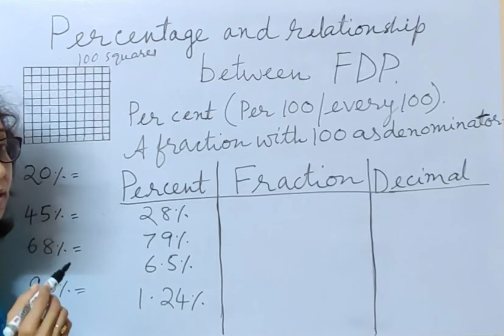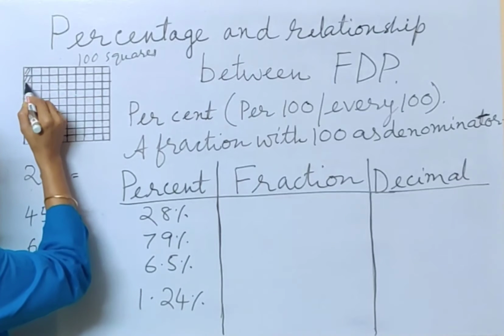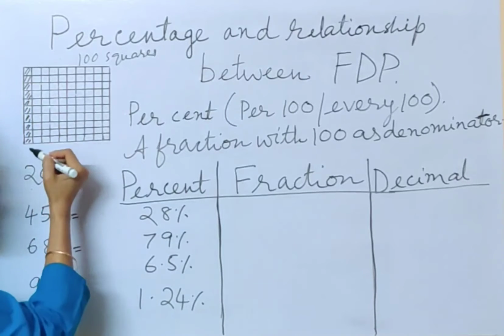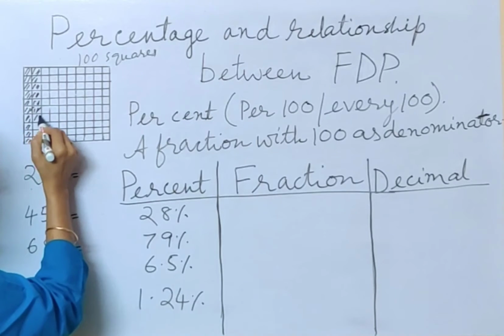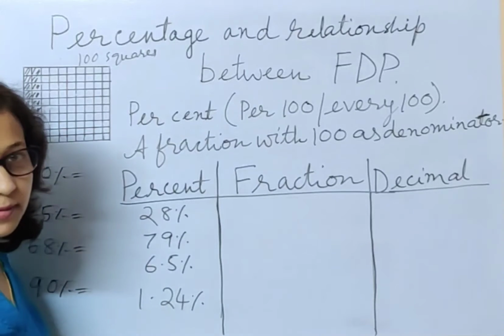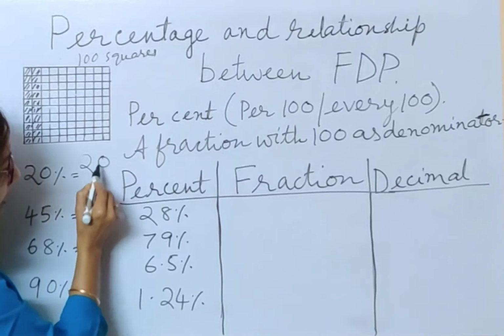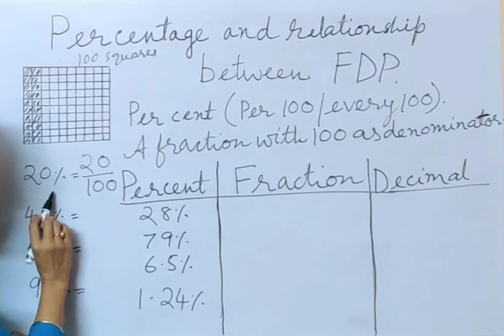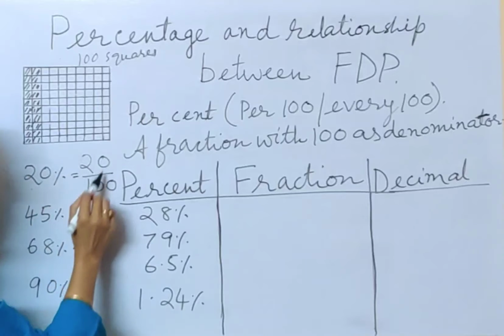So what should I do now? Now let us shade 20 squares. So 1, 2, 3. I am shading 10 squares and then 10 more squares. Yes, you can see 20 squares I have shaded. So how do I write? I can write 20 out of 100 I have shaded. You can see now I have written this percentage as a fraction. So 20 out of 100.